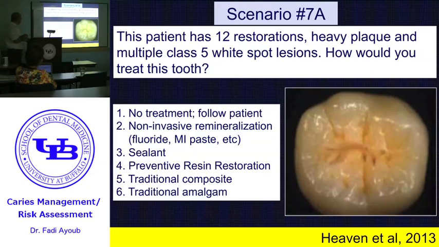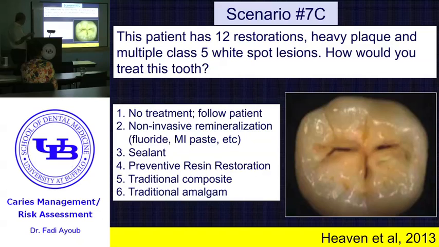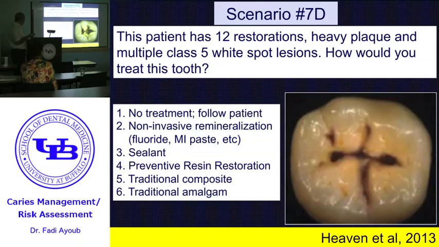Now, this patient is a different patient. This patient has 12 existing restorations, has heavy plaque, and multiple class 5 white spot lesions, okay? How would you treat that tooth? High-risk patient. Well, okay. The second one is the same scenario. The only difference is this patient has 12 restorations, has heavy plaque, and multiple class 5 white lesions that the previous one did not have.